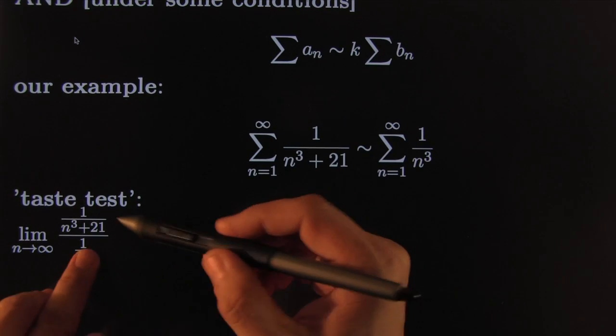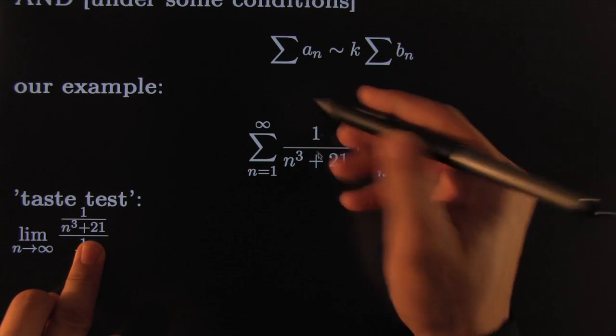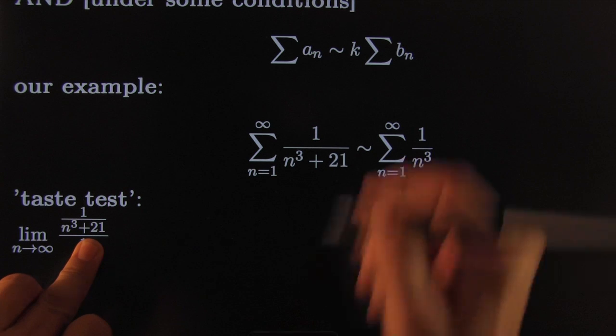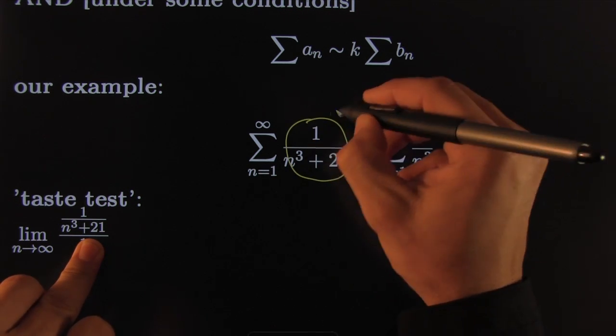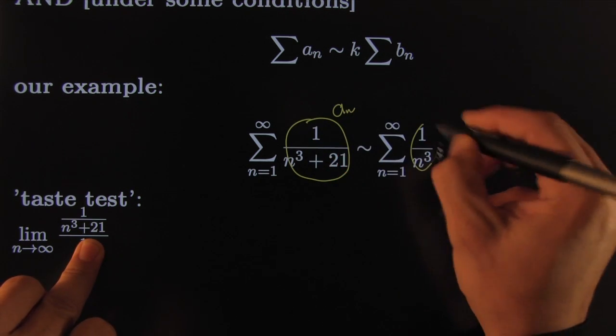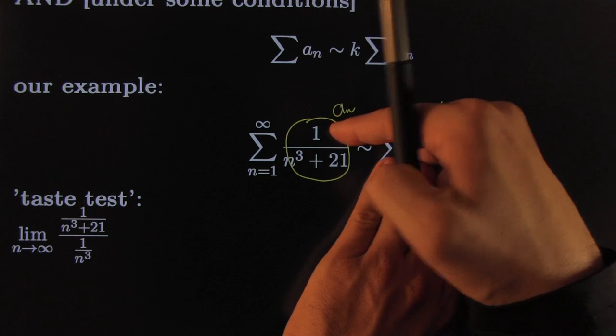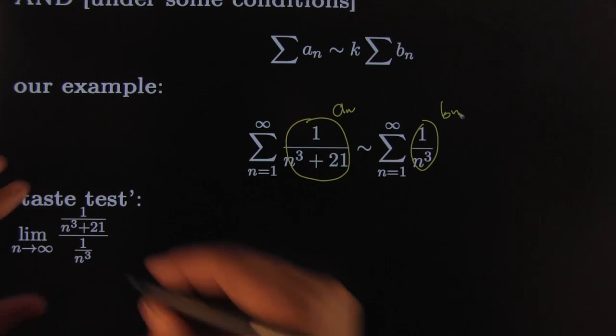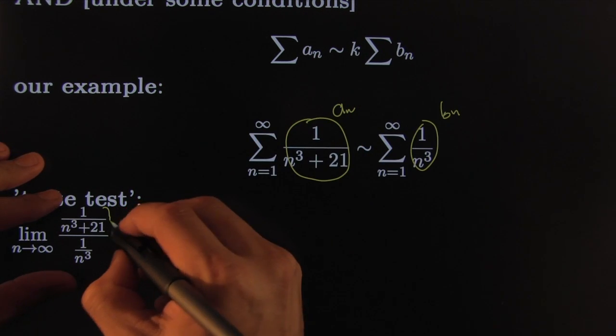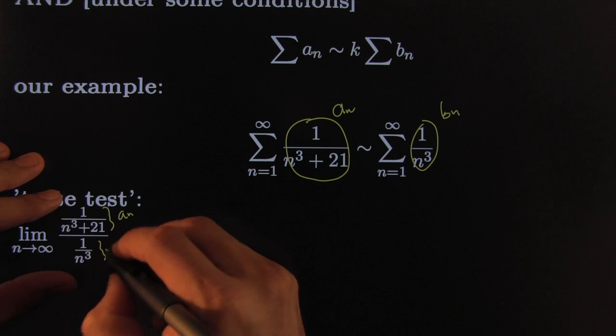That would be the limit of the first one. This one was our an's, and this one was our bn's. We looked at this one and we said it smells like that one. And so we look at the ratio here. These are your an's and this is your bn's.